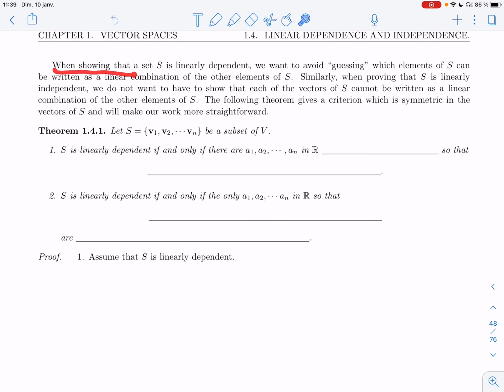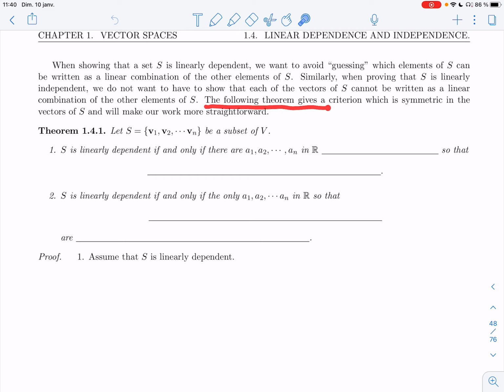So when showing that a set S is linearly dependent, we want to avoid guessing which element of S can be written as a linear combination of the other elements of S. Similarly, when proving that S is linearly independent, we do not want to have to show that each of the vectors of S cannot be written as a linear combination of the other elements of S. Right? I don't want to have to prove that 5 different vectors are not written as the linear combination of the other 4. That would take way too much time.